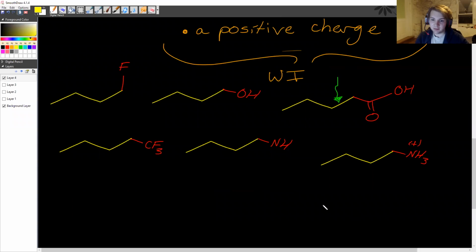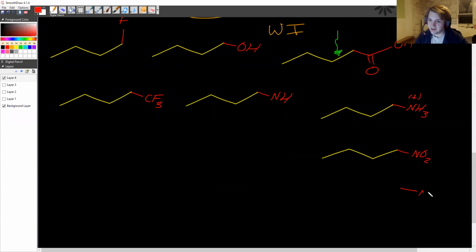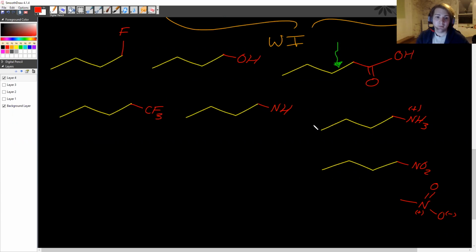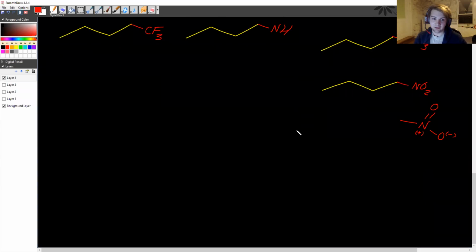Or the one that ends up getting people all the time is nitro groups. You see it as NO2. This nitro group looks like this, where this positive charge cancels out this negative charge. And so the group itself is neutral, but there is a positive charge and you have highly electronegative groups in there. So this is also going to be withdrawing inductively. All right. So in general, when in doubt, if you can't remember, just choose withdrawing inductively.